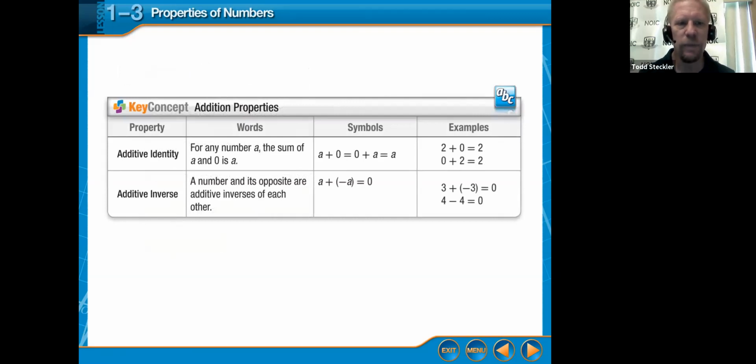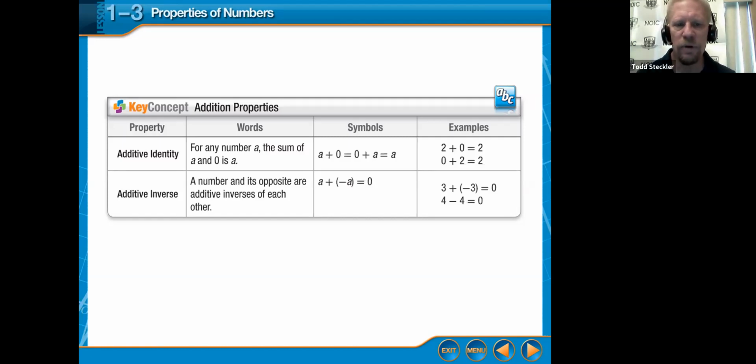Additive identity. The additive identity is 0. And the reason that 0 is the additive identity is because if you take any number and add 0, you will get that same number. That number won't change. And the same thing happens if you take 0 plus that number, you get the same number. So in mathematics, for real numbers, the additive identity number is 0, because when you add 0, that number doesn't change.